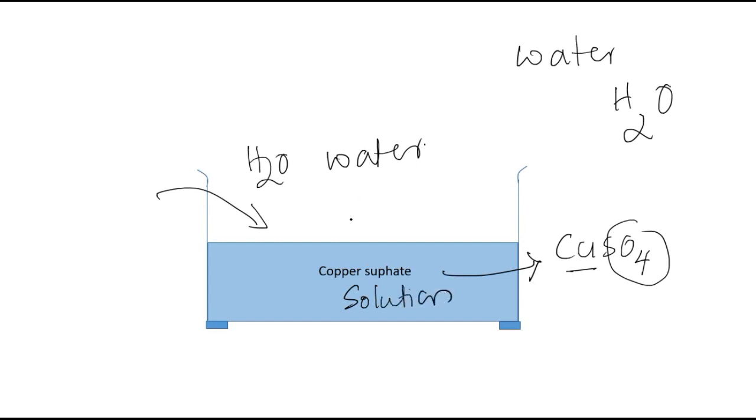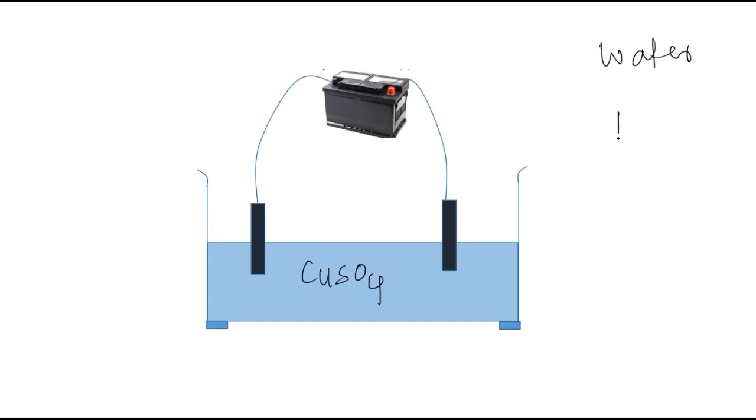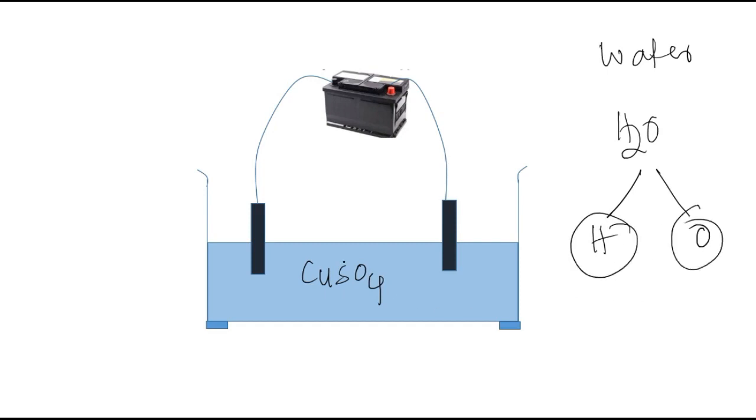Now suppose we pass current into this copper sulfate solution: take a battery and connect it with a wire and take two rods, right? And then this is copper sulfate. What is going to happen? We have seen in the previous case of water, right? H2O could split into H and O, and then we collected these separately into the test tubes. What is going to happen in this case? How can we use this demonstration for our use? We shall see this in the next video tutorial. Thank you very much.